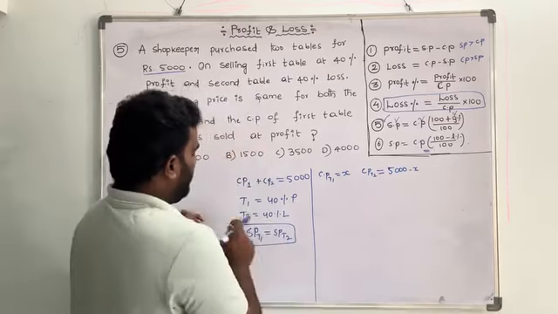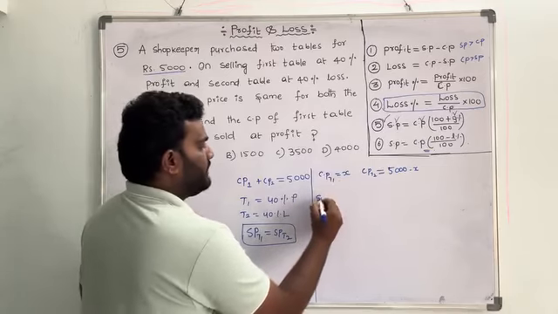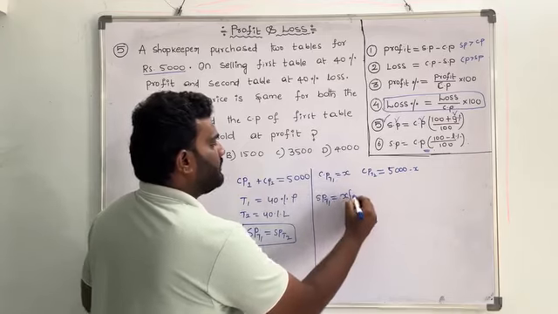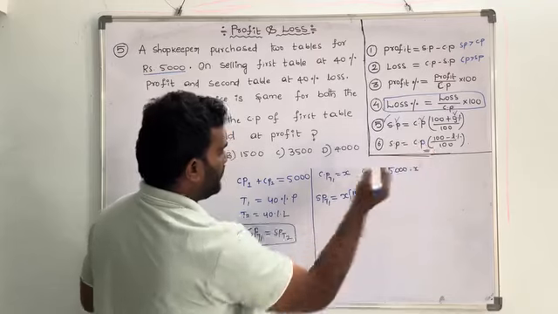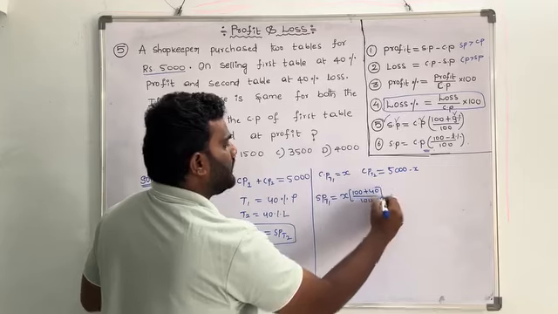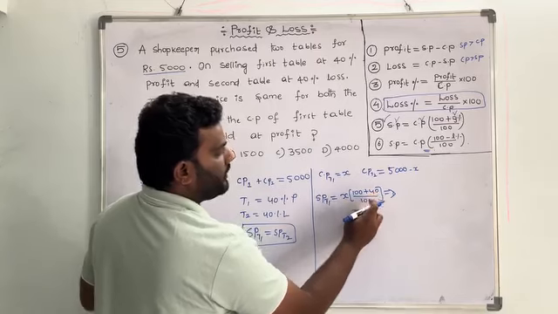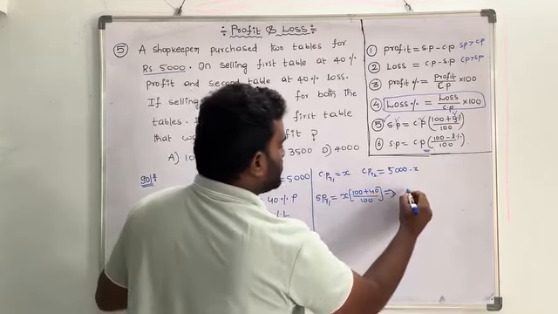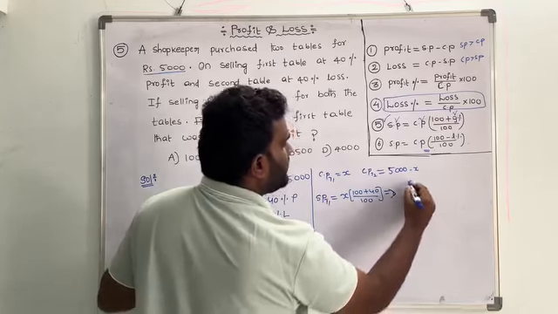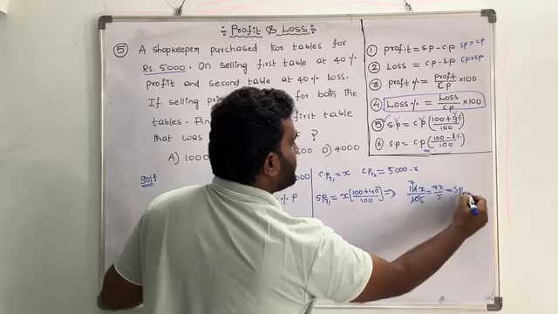Okay, next, here the profit percentage is given for the first table. So the selling price of table 1 is equal to cost price of table 1, x, multiplied by (100 plus profit percentage 40) by 100, that is, (100 plus 40) by 100. Then simplify, what will it become? 100 plus 40 is 140. 140 by 100 is 14 by 10, right? So 14x by 10, it is nothing but 7x by 5. This is the selling price of table 1.